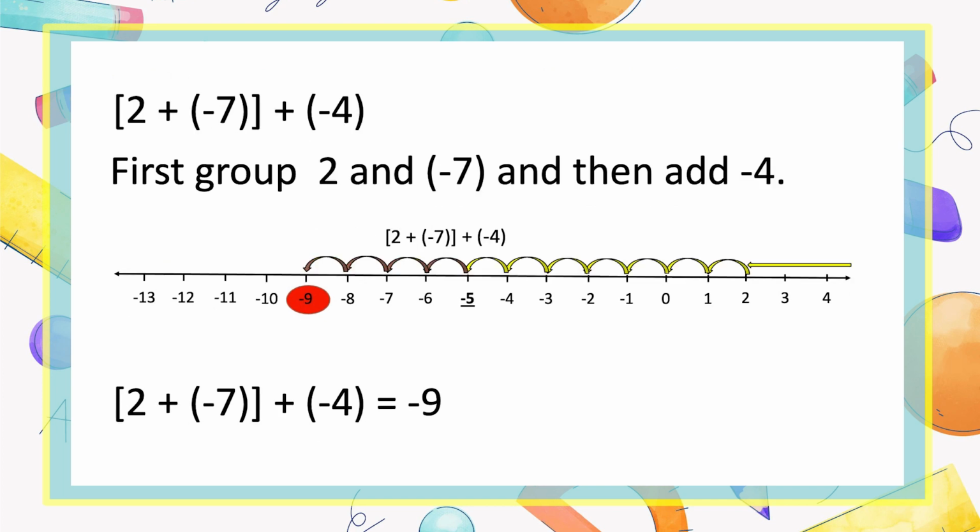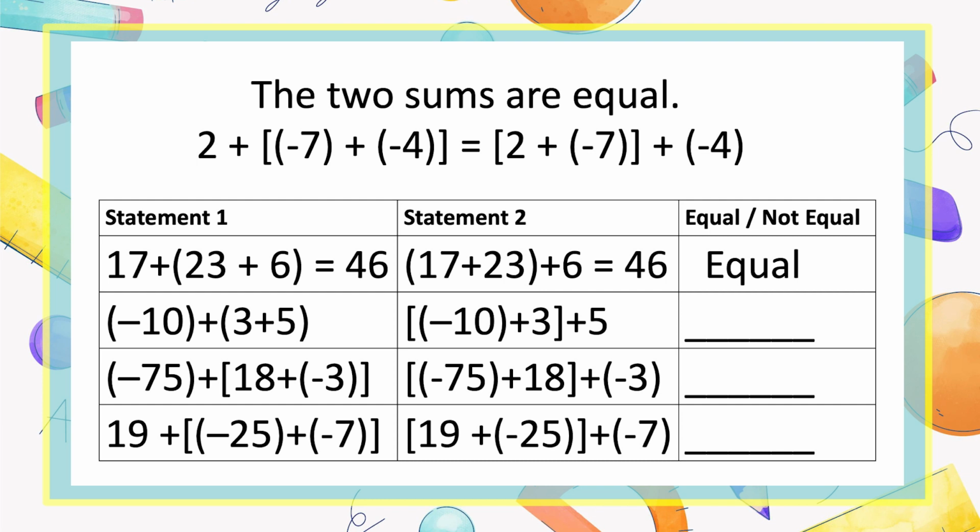Second, as (2 + -7) + -4. Here 2 and -7 are grouped together, and on the number line we move 7 steps to the left of 2 and reach -5. Then adding -4 and -5 on the number line is 4 steps to the left of -5 to reach -9. So, (2 + -7) + -4 is also -9. We see that the two sums 2 + (-7 + -4) and (2 + -7) + -4 are equal.